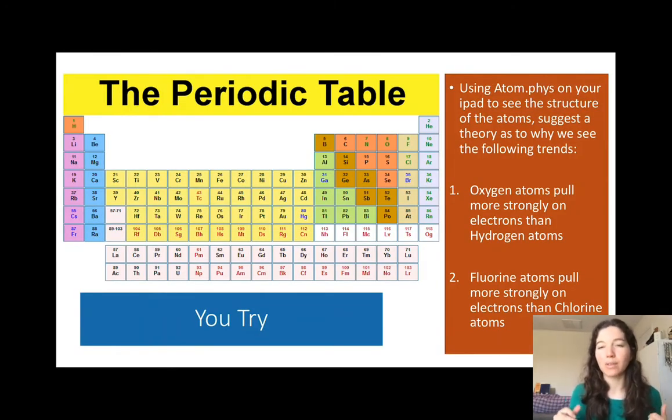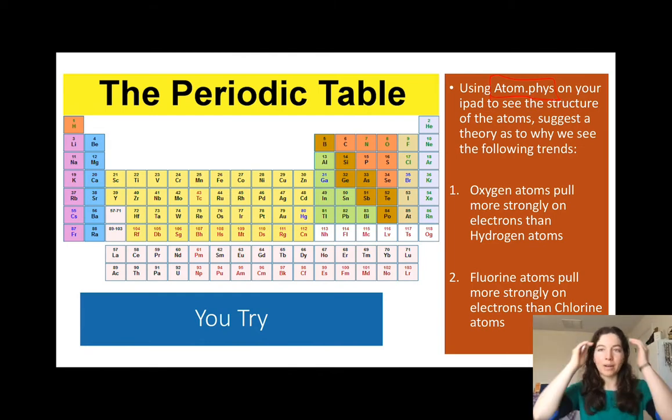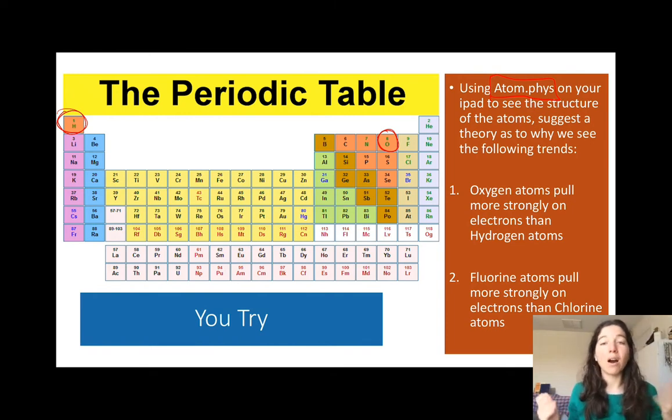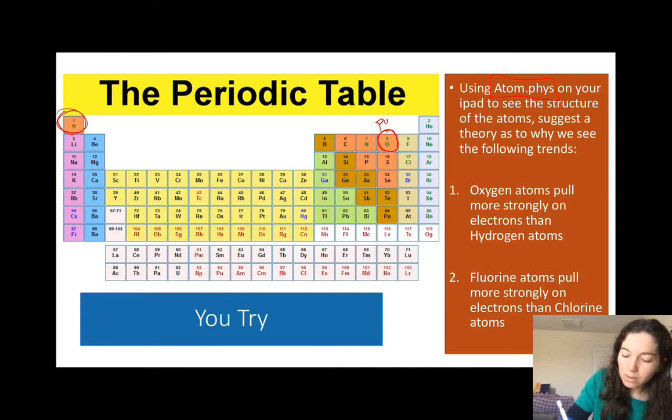So I'm going to ask you to propose a theory. You can model this yourself, or you can use atom.phys on your iPad. This is a free app. I like it just because it helps you see the structure of stuff really easily and clearly. So I'm going to ask you to examine hydrogen and oxygen on your periodic table and suggest a theory as to why oxygen atoms pull more strongly on their valence electrons. Let me clarify this. This is valence electrons. So that's their outer electrons.